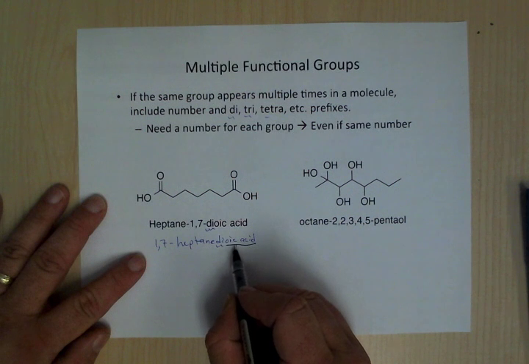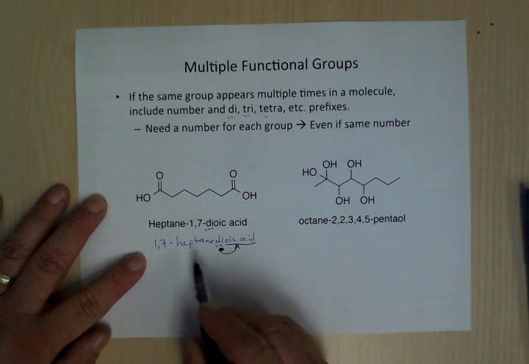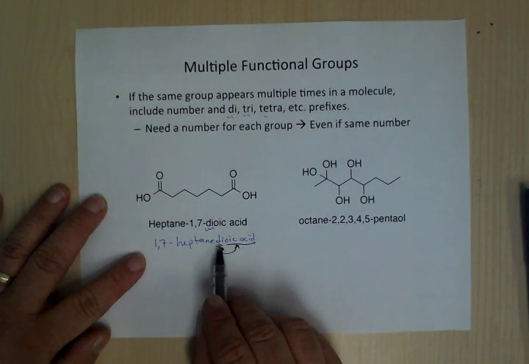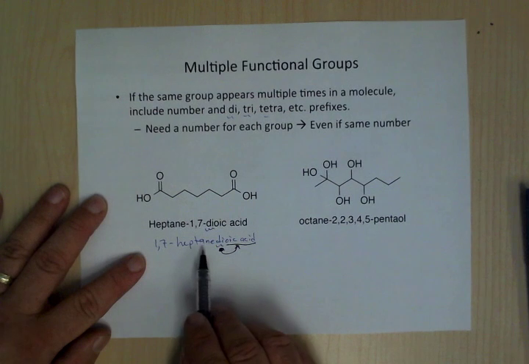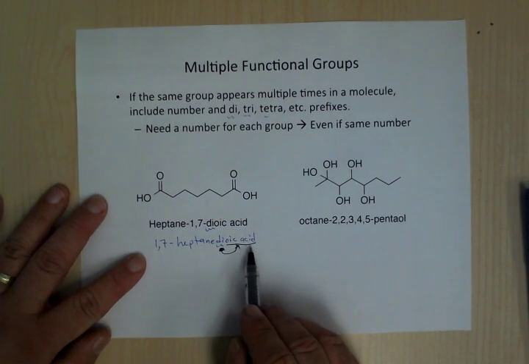Okay, because you're saying I have 2 of these. Okay, I have 2. If you do 1,7-diheptaneoic acid, they're going to think you have 2 heptanes. So no, you don't have 2 heptanes, you have 2 oic acids.